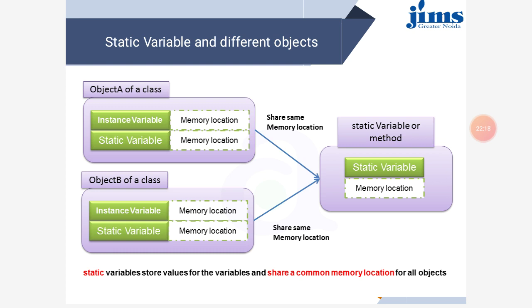Static variables and different objects. As we discussed, static values are the same for all the objects. Once we have declared a static variable and initialized that variable, then that is common for all. If any object is changing the value, then the change will be reflected to all the objects.